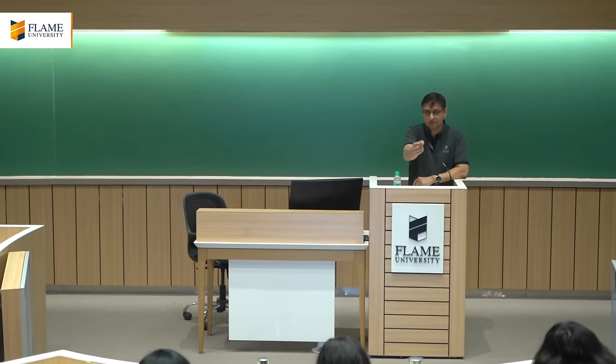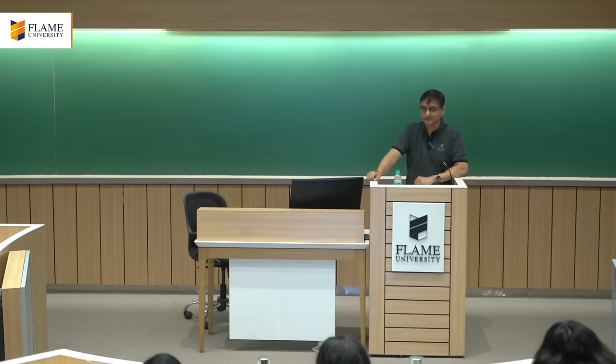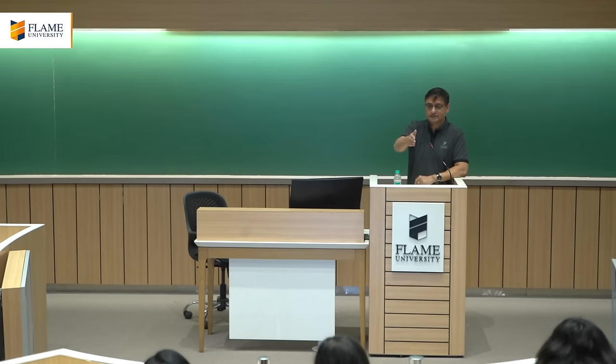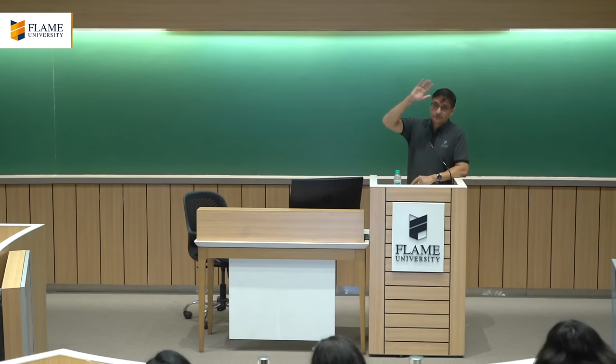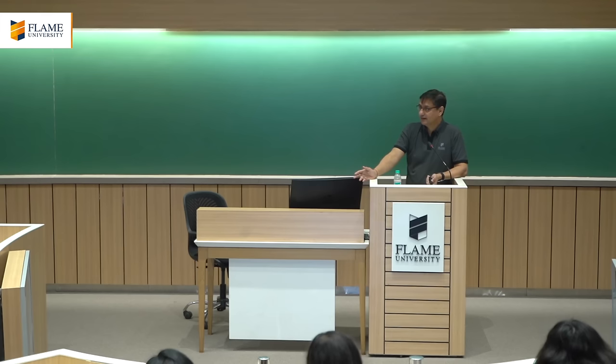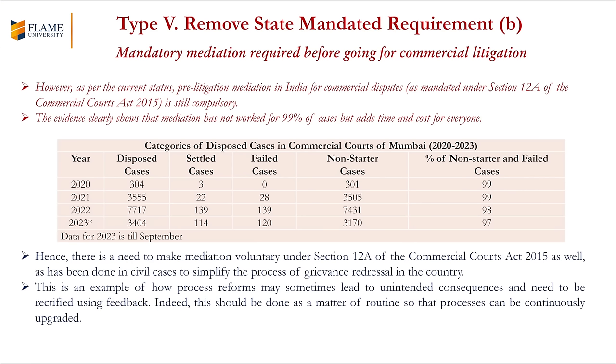For a tiny number of settled cases, 139 cases, you had 7431 cases plus the failed cases of 139. Those are the failure cases. So non-starter plus failed cases were 98-99% of the cases that were not going anywhere. And yet you jammed the whole system and got everybody to pay legal fees, etc.